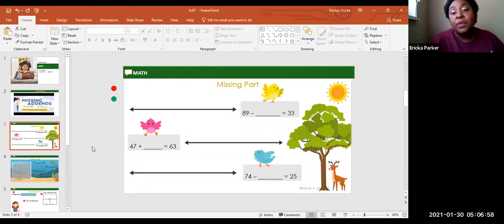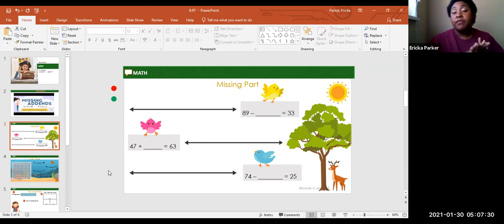This lesson, we are doing the missing addend. That means that we are missing a number. If you remember back towards the beginning of the school year, we did part-whole, like a little chart. We are back at it again. So if you still don't understand it, we will go through it today.